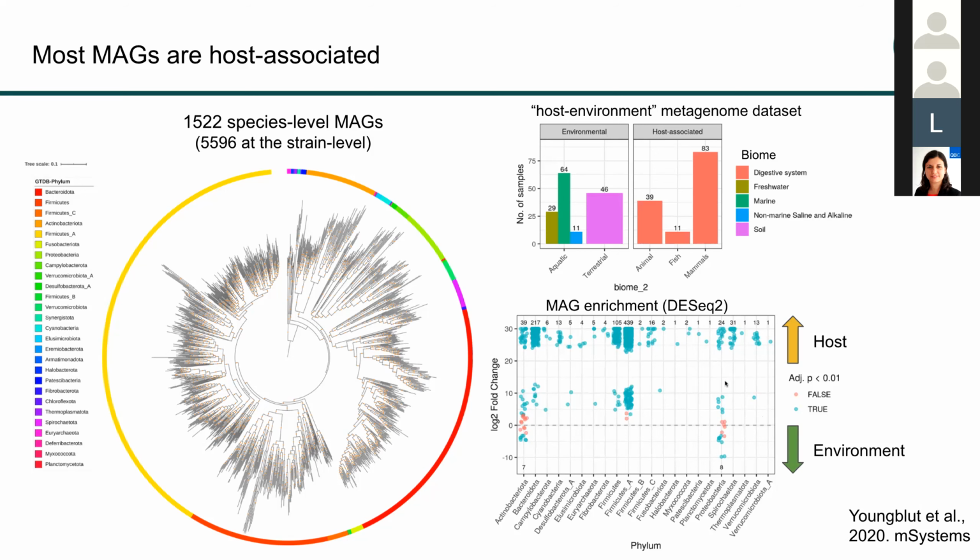Blue is showing which ones are significant for each particular phylum. Red is not significant. And you can see that most were significant for hosts, regardless of the phylum. And this was to be expected since we did assemble these from host gut metagenomes. But we did identify some that were actually significantly enriched in the environment. And these were from Proteobacteria and Actinobacteria. And then there were a few in these same clades that were not enriched either way, with a couple from Firmicutes A.